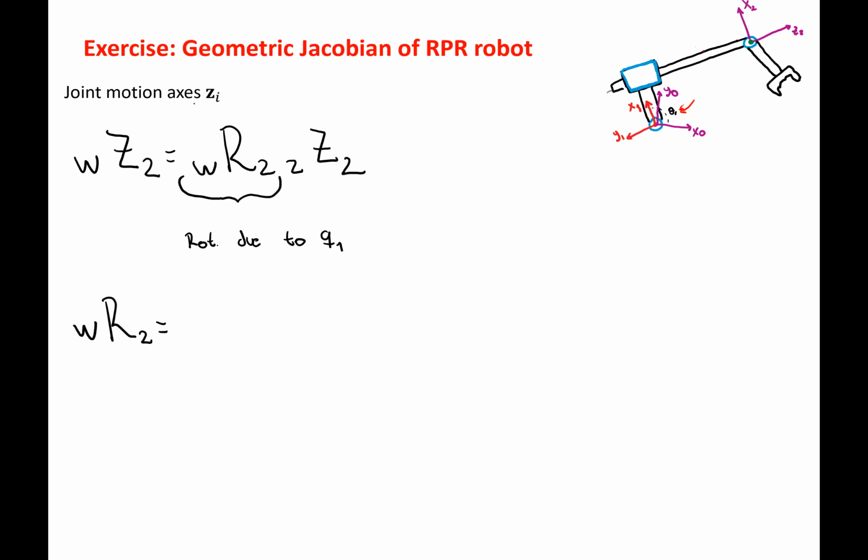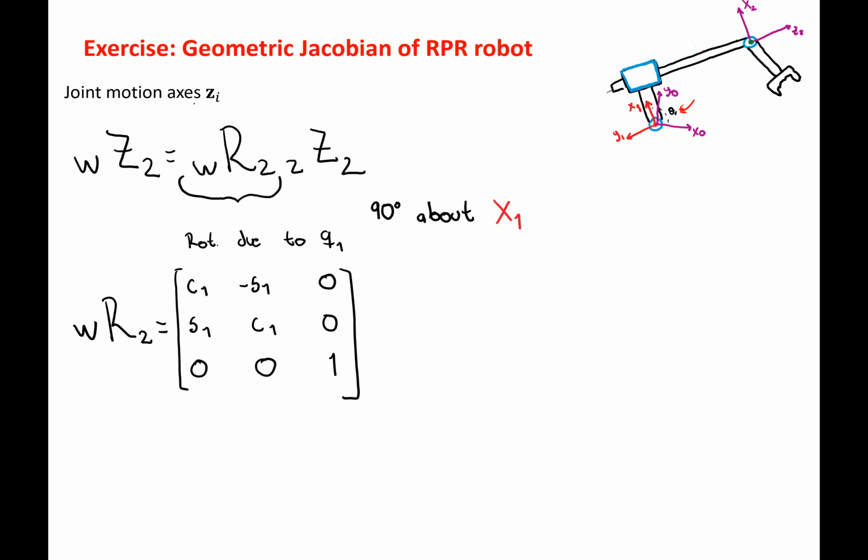So for the first rotation, we need to get the rotation from frame 0 to frame 1, and then we need to get the rotation from frame 1 to frame 2, okay? The rotation from frame 0 to frame 1 is basically a rotation around the z-axis, rotating Q1 or theta 1 degrees. So this is just the basic rotation around the z-axis. And then for the rotation to the second frame, what I'm drawing here is a 90 degrees rotation about the axis x1.